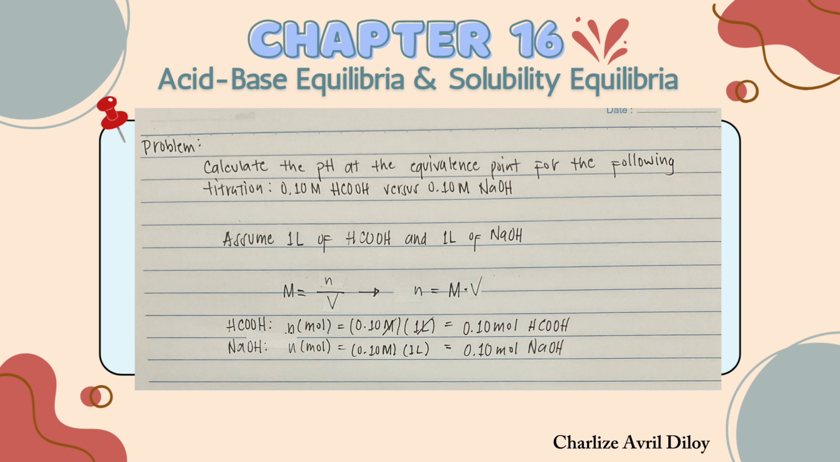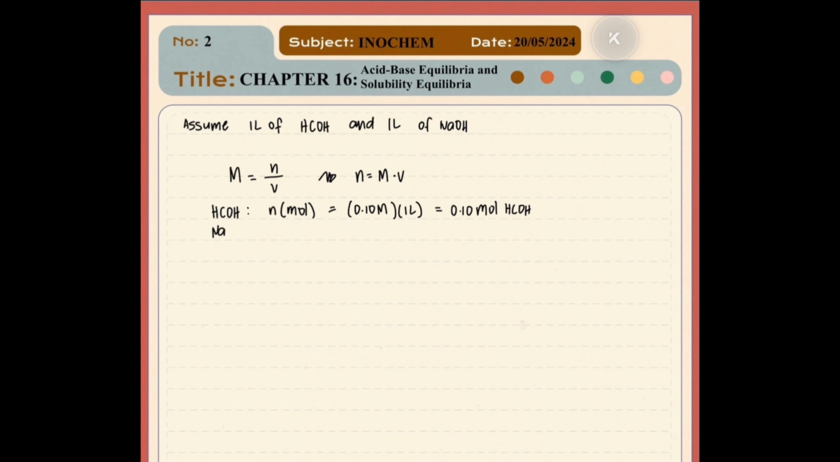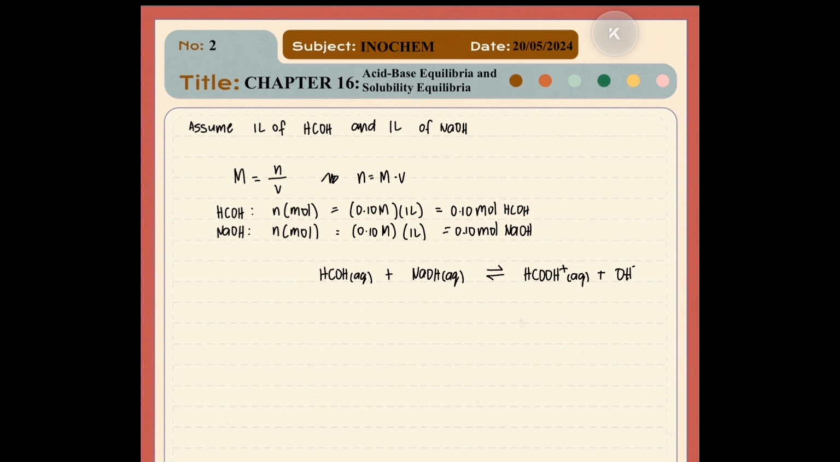Calculate the pH at the equivalence point for the following titration: 0.10 molarity of HCOOH versus 0.10 molarity of NaOH. In this problem, we will assume 1 liter of formic acid and 1 liter of sodium hydroxide. Computing for the number of moles, this gives us 0.10 mole of HCOOH and 0.10 mole of NaOH. Then we write the balanced equation, which is when HCOOH is added with NaOH, it produces HCOONa and water.